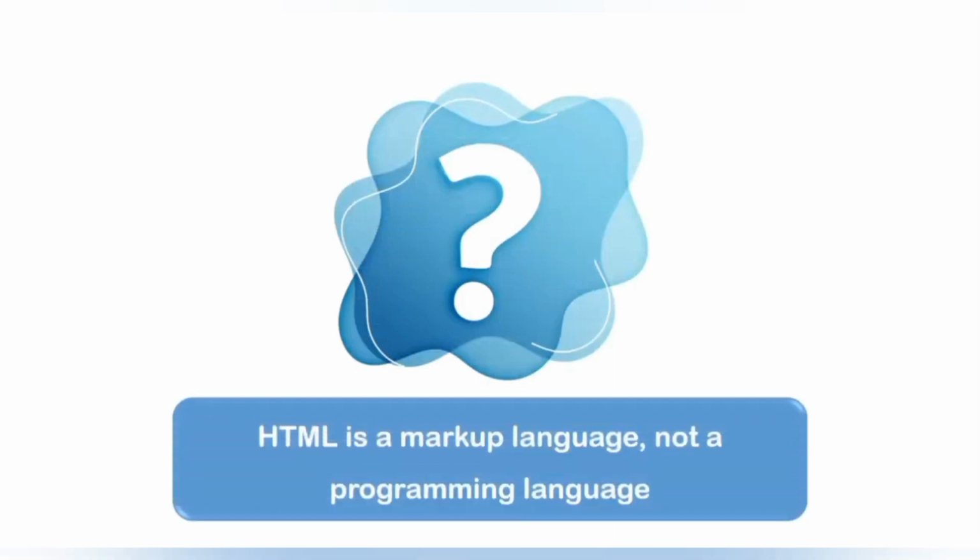Question: is HTML a programming language? HTML is not a programming language, but rather a markup language. A programming language allows you to create complex algorithms, perform calculations, control flow, and manipulate data, whereas a markup language is used to describe the structure and content of a document, such as a web page.